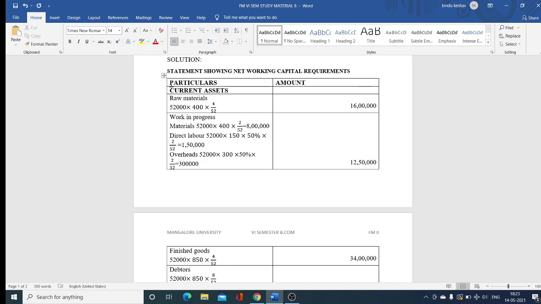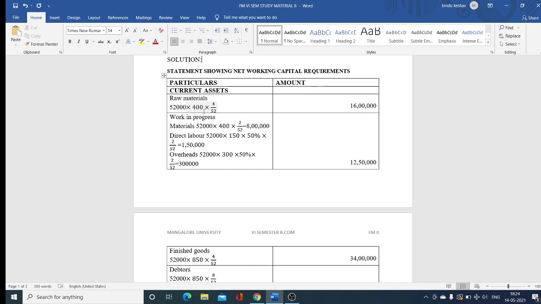So first we begin with the current assets. So current assets, so raw materials. We want to find out how much raw materials will remain in stock, what will be the value of the raw materials. So we have the information that in a year we are producing 52,000 units, and for 1 unit the raw material required is 400. So 52,000 into 400, that is the entire year's requirement of raw materials.